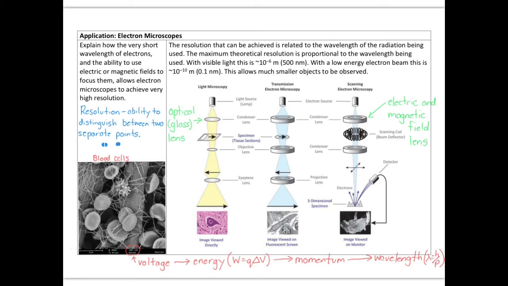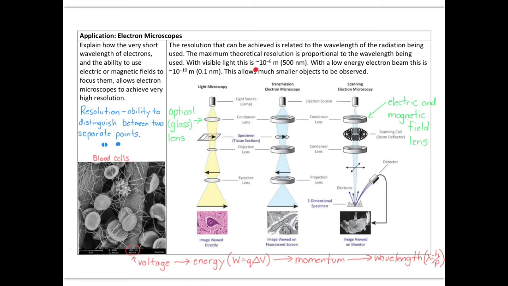Now, the resolution that can be achieved with any type of microscopy or any type of light, for lack of a better term, is related to the wavelength of the radiation being used. So the shorter the wavelength, the greater the resolution. If you have a large wavelength, you can only resolve things on a large scale. If you have a very, very small wavelength, you can resolve things on a much smaller scale. So the maximum theoretical resolution is proportional to the wavelength being used.